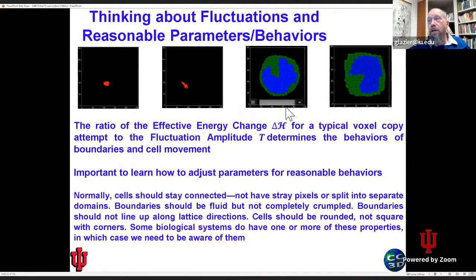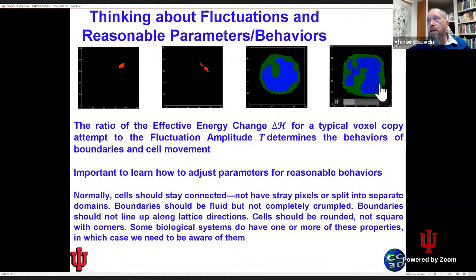Similarly, on the right, I have a cell sorting simulation. In the left-hand one of these two, my cells are moving freely. They're relatively round. The boundaries between them are relatively smooth. I would say that this is a system that is generally behaving the way cells might behave in the real world. If I look at the one on the far right, the green cells are square and aren't moving very much. That is, the fluctuations are too small for them to behave appropriately.